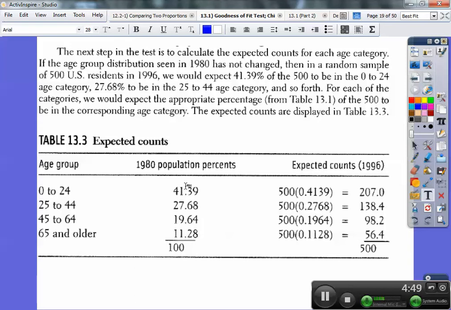So this was the 1980 percentages right here. I just multiplied this percentage times 500, and that gave me the expected counts right here. Remember, the observed counts are in the other table, Table 13.2. These are the expected counts, so these are my E's right here.